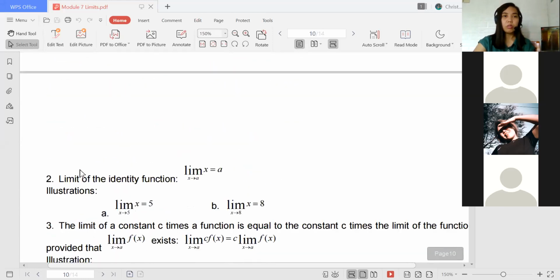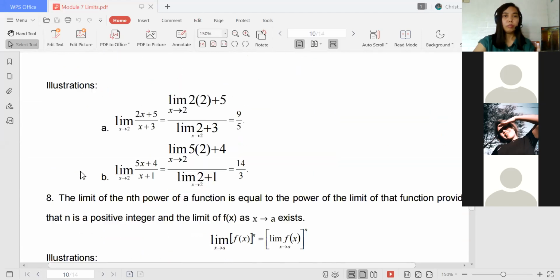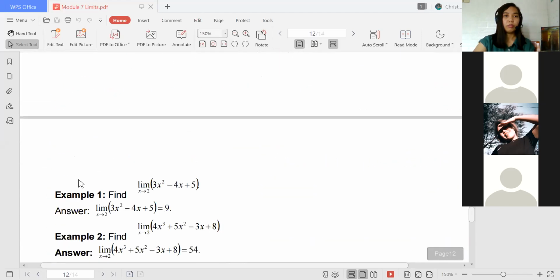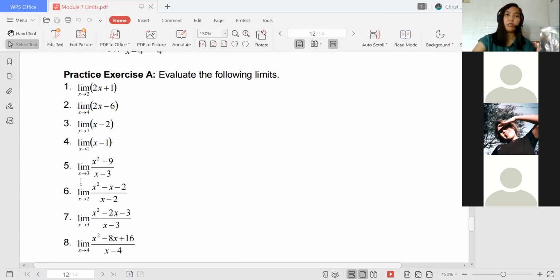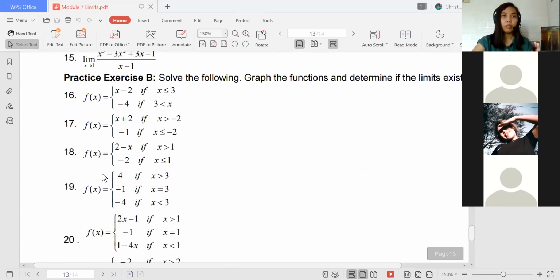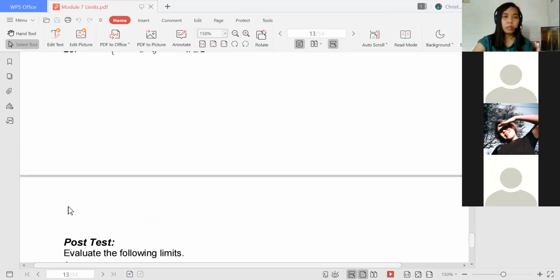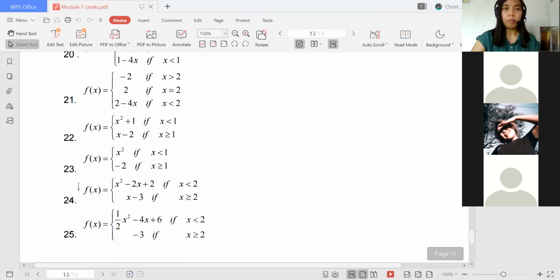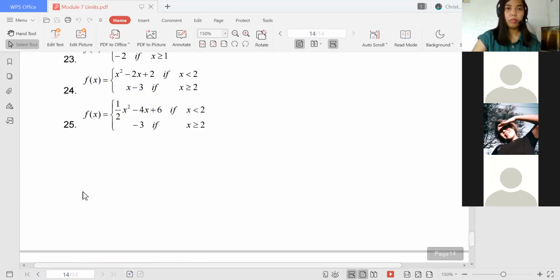Okay, so we're done with limit laws. So that's it. You're done with practice exercise A. You're going to answer practice exercise B. Solve the following, graph the functions, and determine if the limit exists. Okay, so number 16 to 25. You still need to graph.